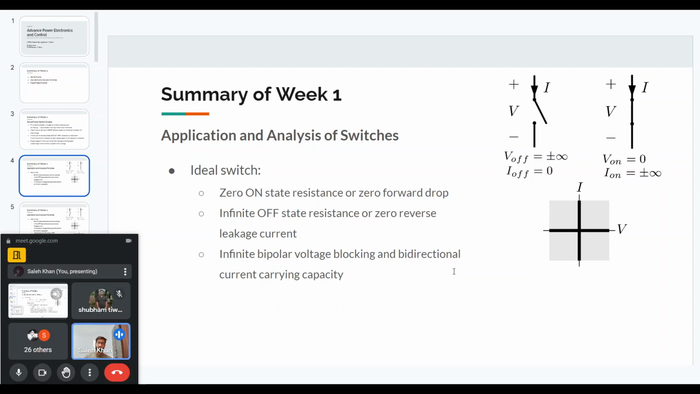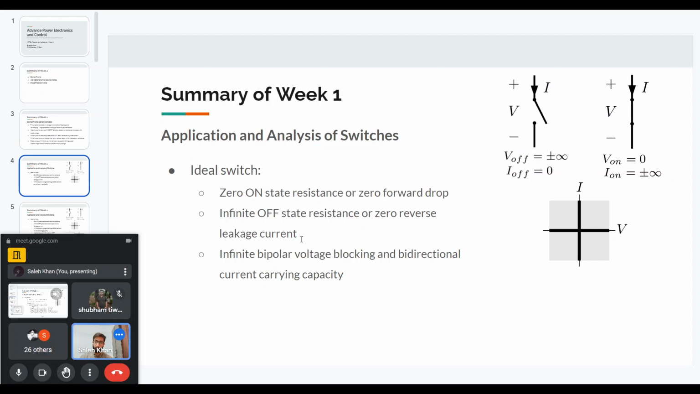So in most devices, the voltage limit is based on the breakdown level, and the current limit is based on the heating. Because when we increase the current, the switching as well as the conduction losses will increase. So that will create heat in the device. And if that heat goes above the device rating temperature, like 150 degrees or 175 degrees, then that device will basically get damaged. So practically, we don't have infinite voltage blocking and current carrying capacities.